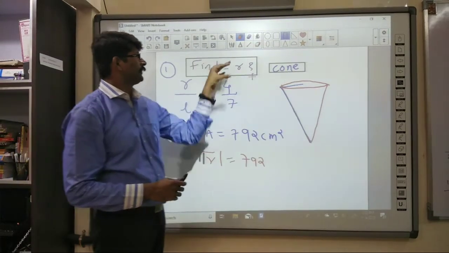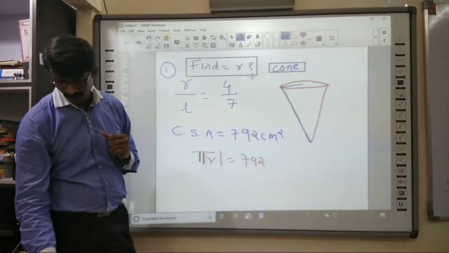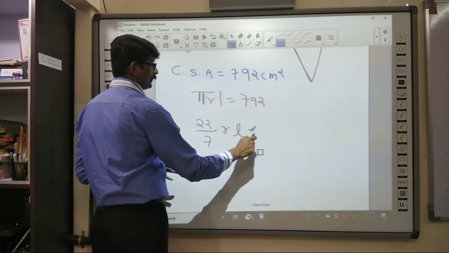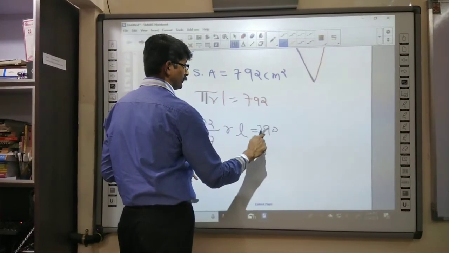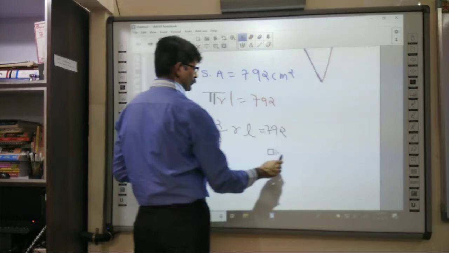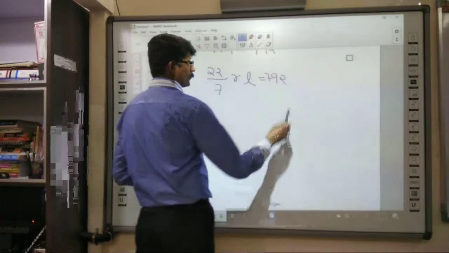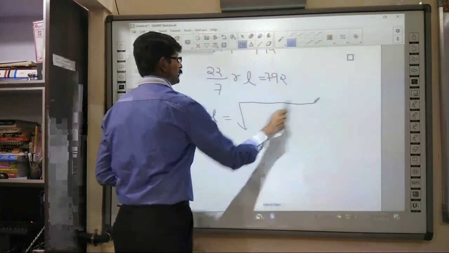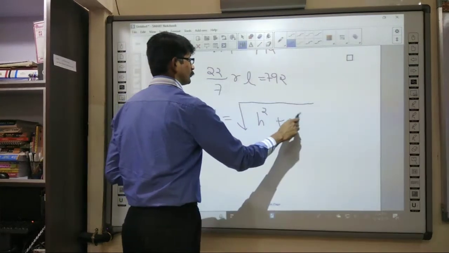So how are you going to find the radius? By now, I hope half the people have... R we have to calculate, L we have to find, and that is 792. Now, what is this? L is nothing but a root of h square plus r square.